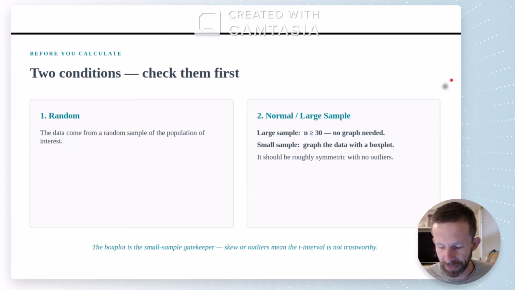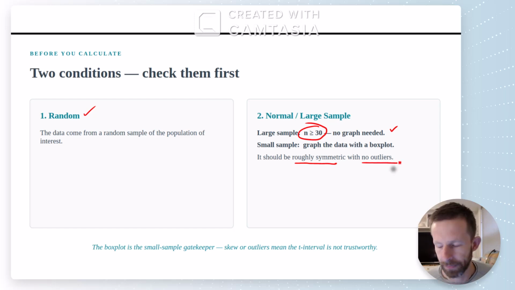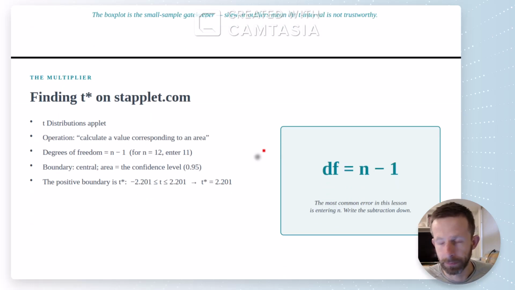So two conditions, check them first. Data has to be random, same with the proportion sample. And instead of 10 hits and 10 misses, either sample size needs to be greater than or equal to 30, which is considered big enough, or my data needs to be roughly symmetric with no outliers. So I would take the data of the 12 students in the sleep study, graph them, and make a box plot and make sure there's no outliers or obvious skew.